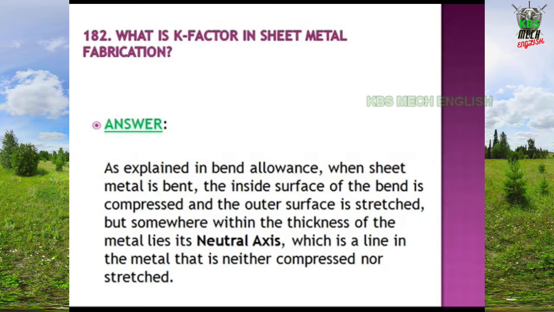Question number 182. What is K-factor in sheet metal fabrication? Answer. As explained in bending allowance, when sheet metal is bent, the inside surface of the bend is compressed and the outer surface is stretched, but somewhere in the thickness of the metal lies its neutral axis, which is a line in the metal that is neither compressed nor stretched.